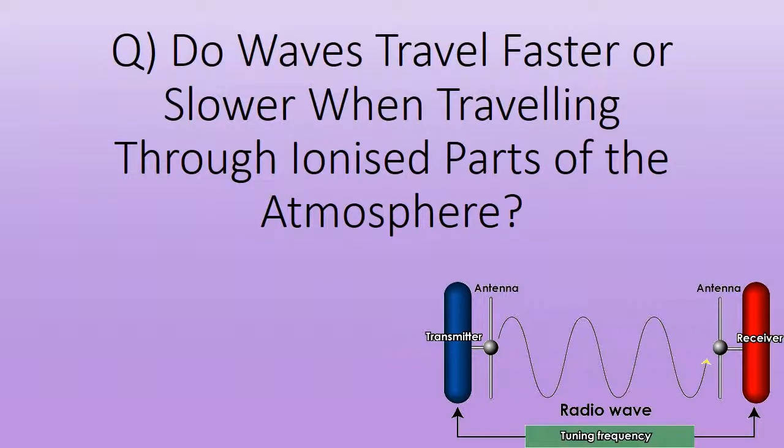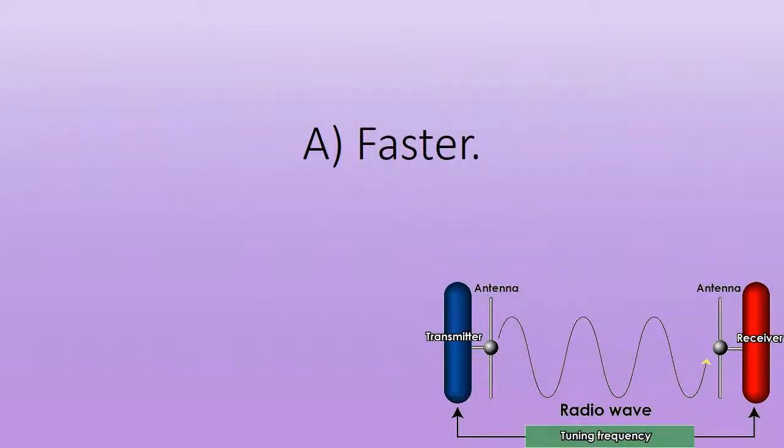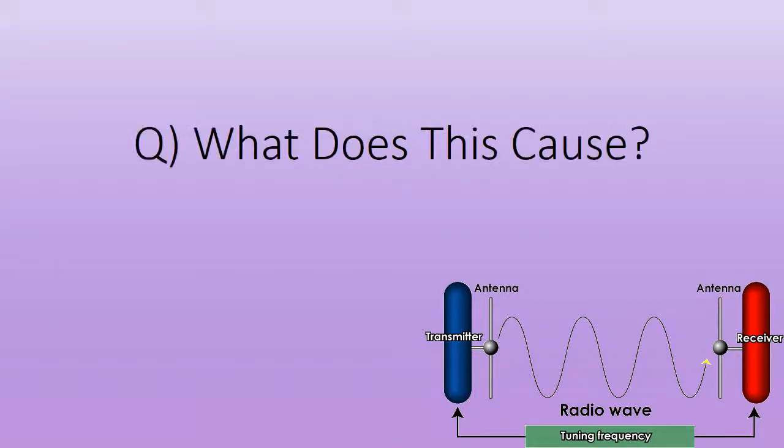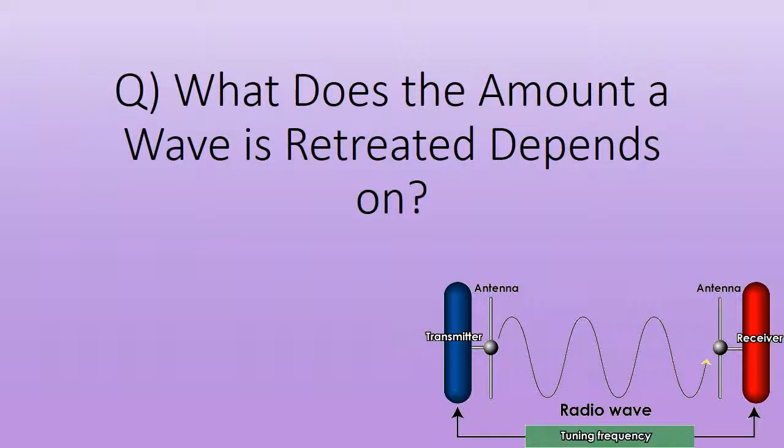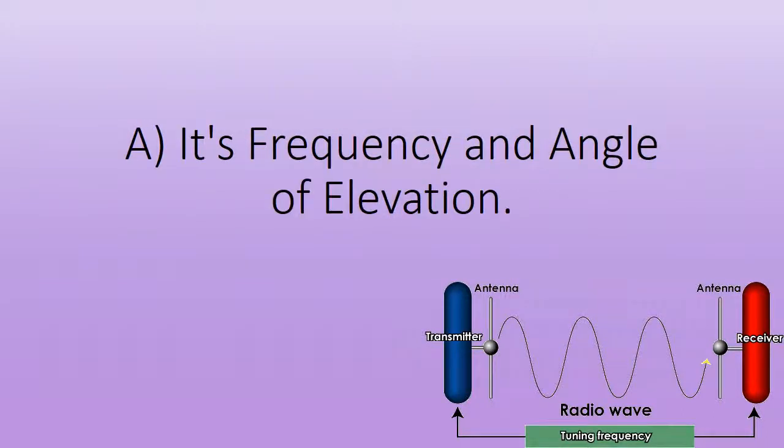Do waves travel faster or slower when traveling through ionized parts of the atmosphere? Faster. What does this cause? Refraction. What does the amount a wave is refracted depend on? Its frequency and angle of elevation.